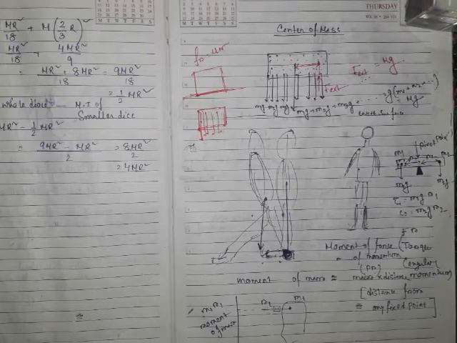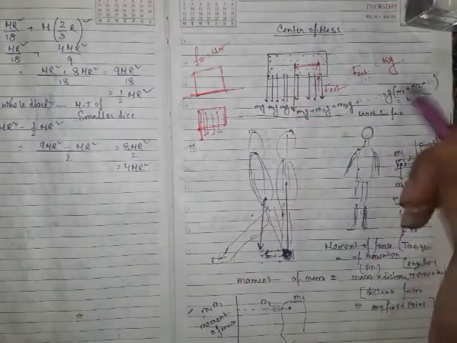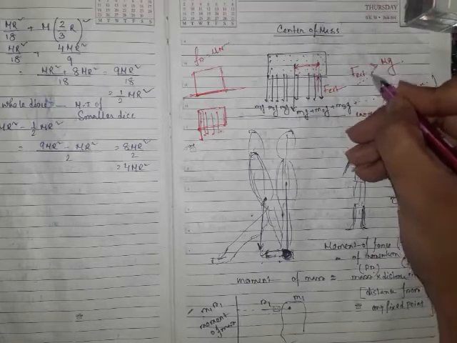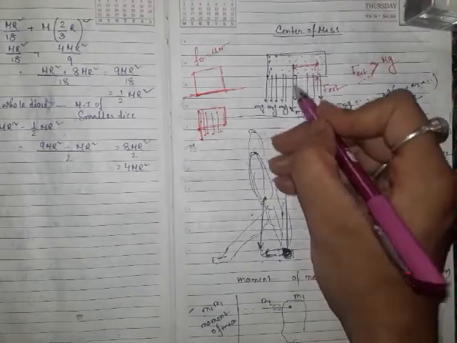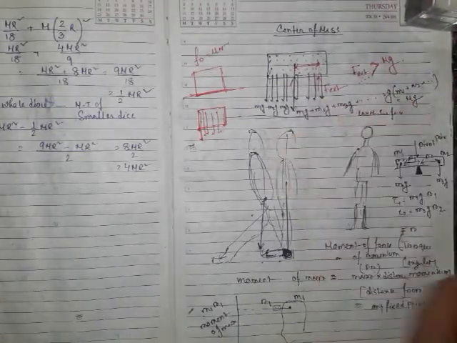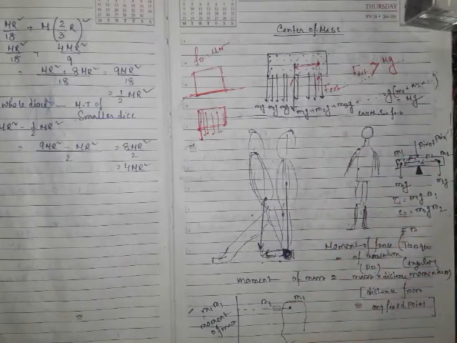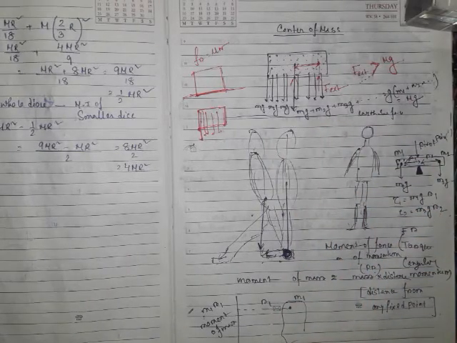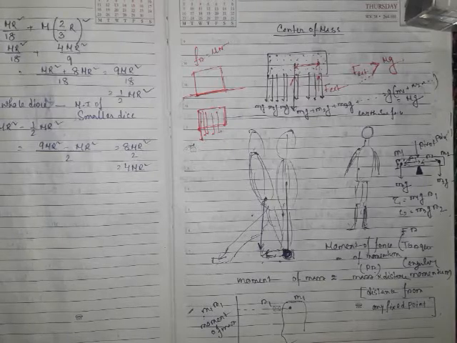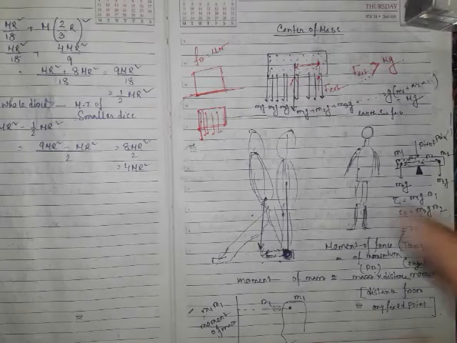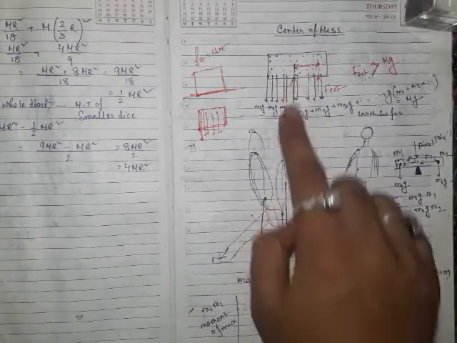If you make this F external greater than mg, and you put it here, now you will get a simple translational motion, not a rotational motion, because the point of action of these two forces is the same.